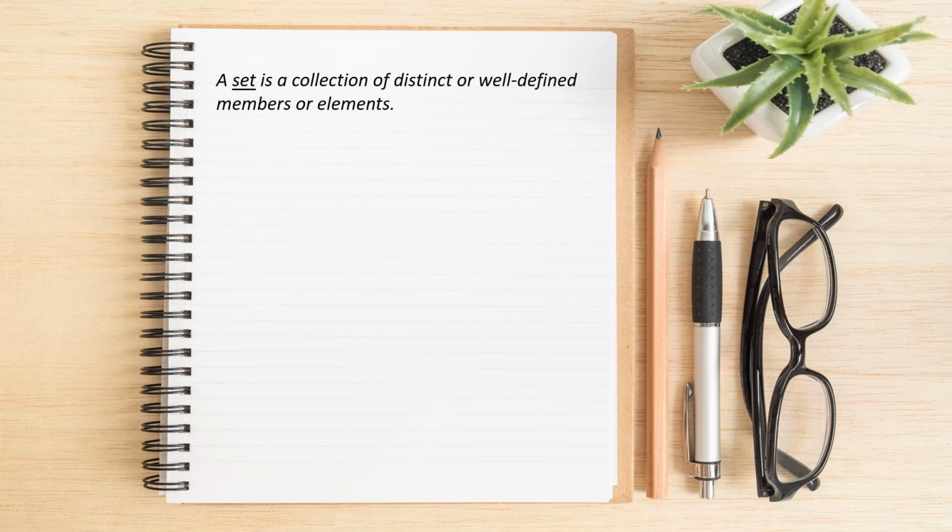For the first term, set. It is a collection of distinct or well-defined members or elements. As an example, set of prime numbers, and they are 2, 3, 5, 7, 11, 13, and 17, and so on. Elements are enclosed by braces and separated by a comma. It has well-defined elements because all members should possess the characteristics of a particular set. Another example, set of alphabets, set of chairs, set of tables.